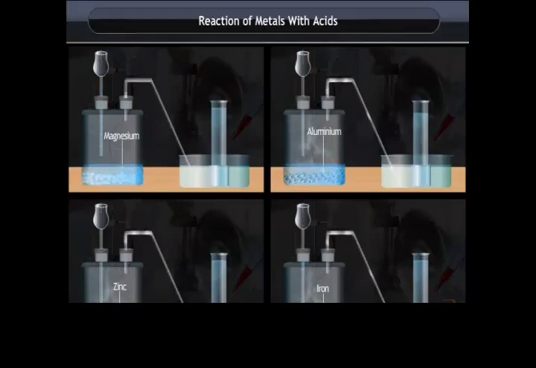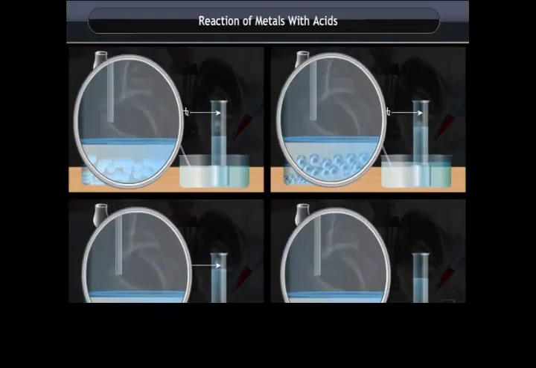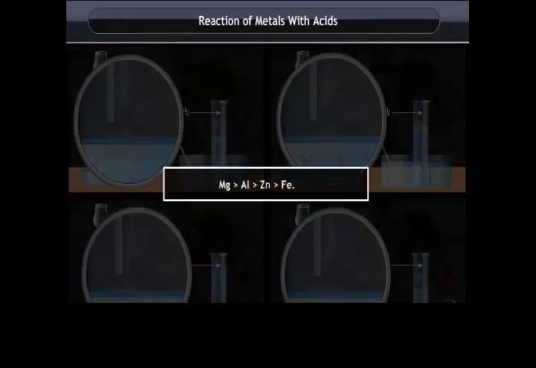You will observe that the rate of formation of bubbles is fastest in magnesium and least in iron. The reactivity decreases in the order magnesium, aluminium, zinc, iron. This shows metals react with acids to produce hydrogen gas and corresponding salts with different rates.